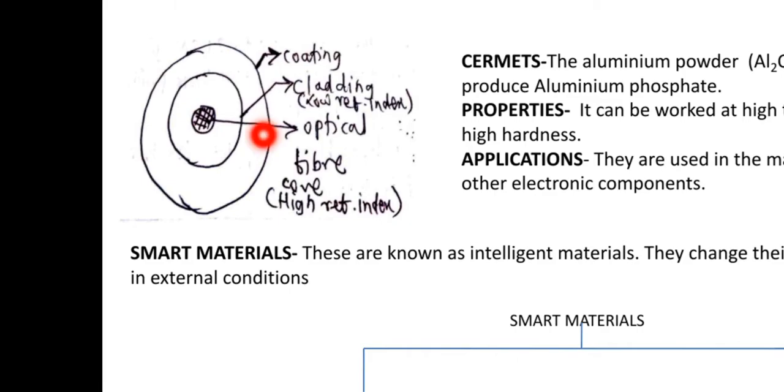See, the diagram is given here. The cross section of the optical fiber is shown here. The outermost circle is known as the coating or jacket. Then the second circle is known as cladding. And the innermost circle, the shaded portion, is known as the optical fiber.